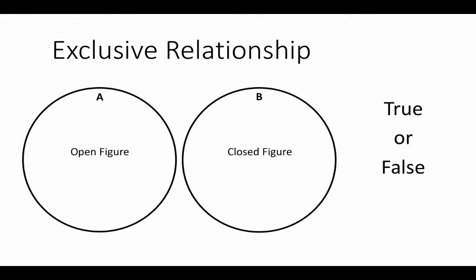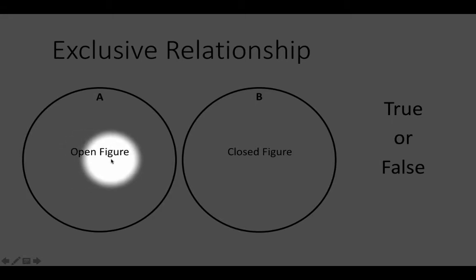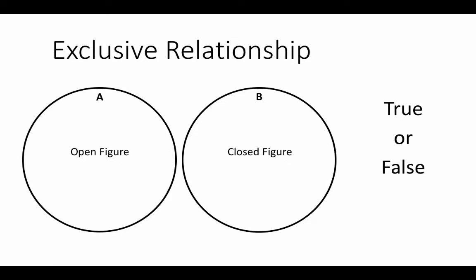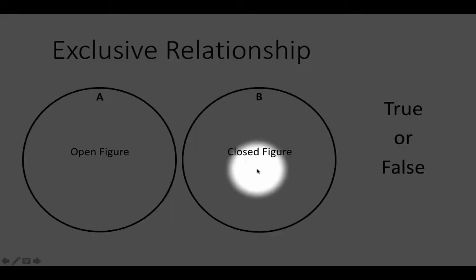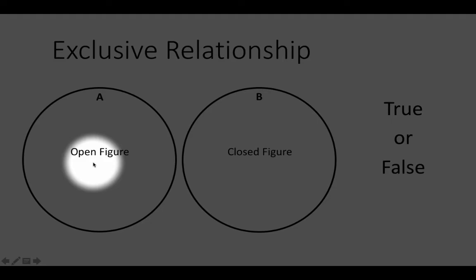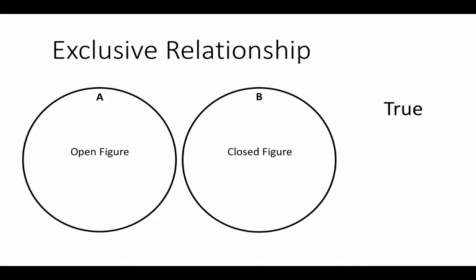For example, let's think about the relationship between an open figure and a closed figure. If you are an open figure, can you be a closed figure? No, you can't, because open figures have a gap in their sides or outline, so they cannot be closed. But we also have to think about it the other way around. If you are a closed figure, can you be an open figure? No, you can't. So it's true that open figure and closed figure are exclusive.